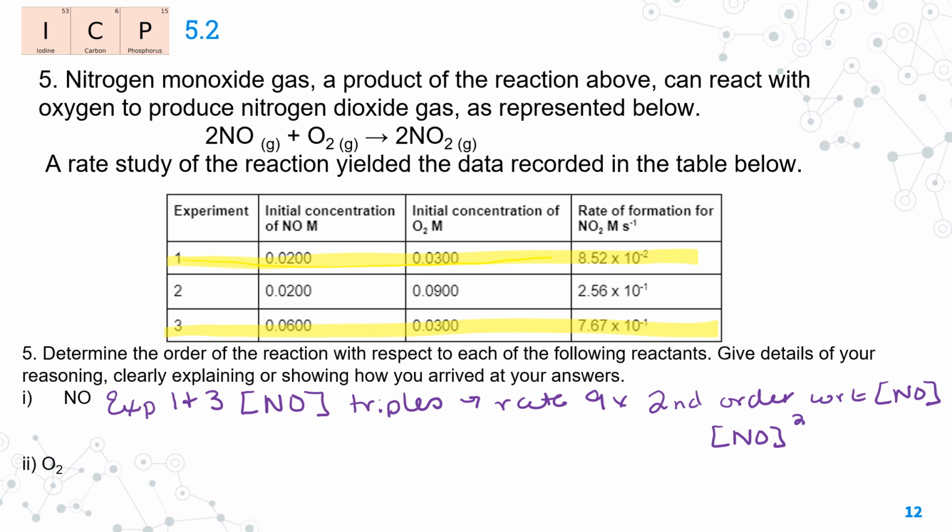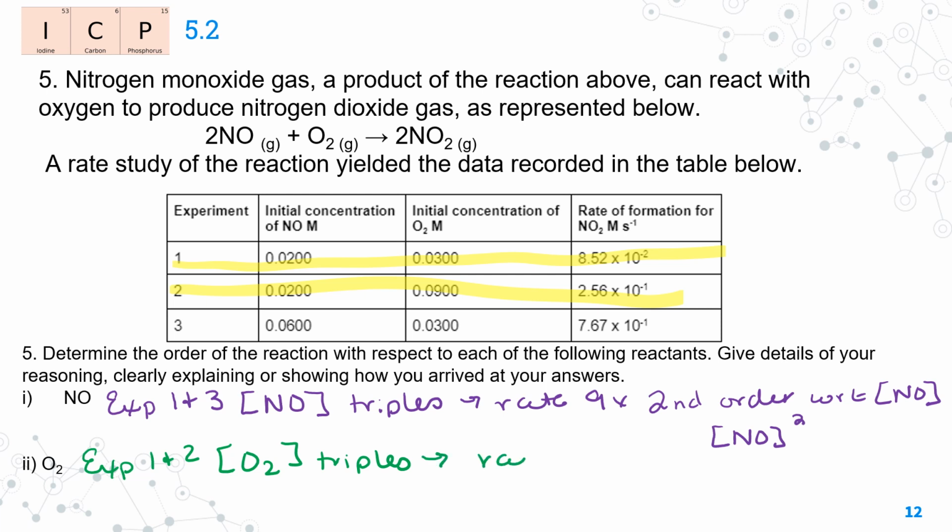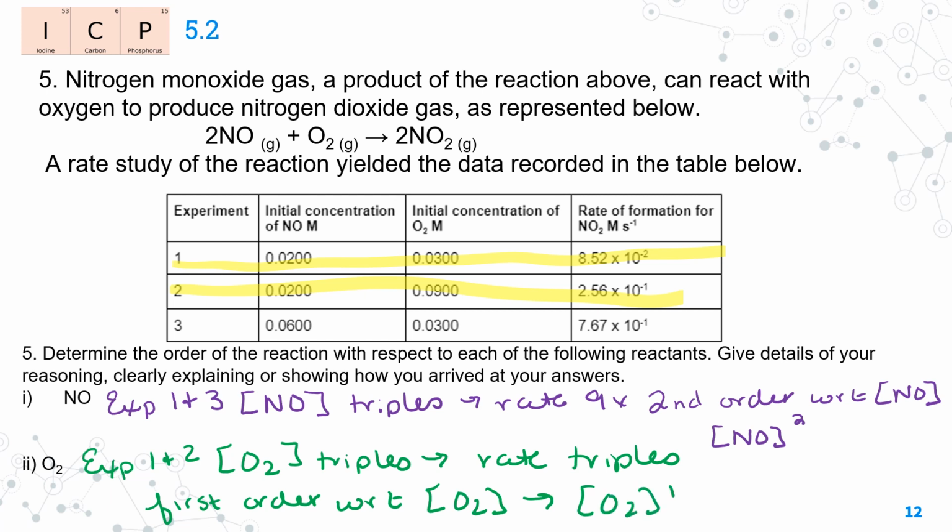If I look at my rate with respect to oxygen, I'm going to want to look at experiments 1 and 2. And when I look at experiments 1 and 2, the concentration of the oxygen triples and the rate triples. So this makes that one first order with respect to concentration of O2 to the 1, because they're directly related. It's a 1-to-1 ratio, so it's a rate order of 1.